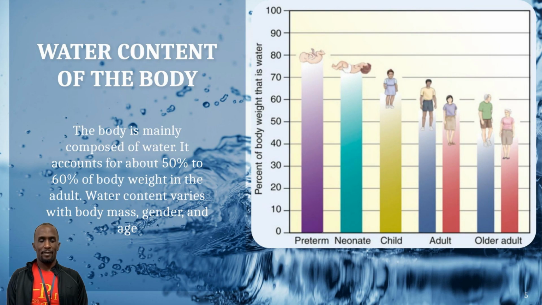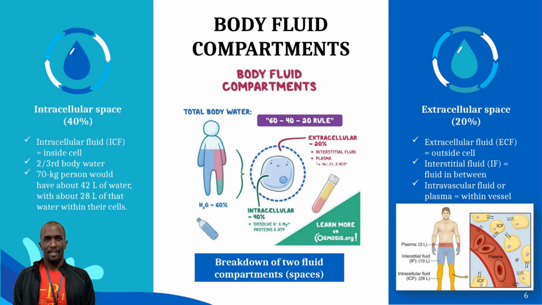Water makes up about 50 to 60% of an adult's body weight. This percentage varies depending on age, gender, and body mass. Remember that water is the medium in which nearly all body processes occur, so maintaining balance is essential. Our body fluids are divided into two major compartments: intracellular fluid, which makes up about 2/3 of total body water; extracellular fluid, which includes interstitial fluid and plasma. Understanding these compartments helps us recognize how fluid shifts can affect a patient's condition.